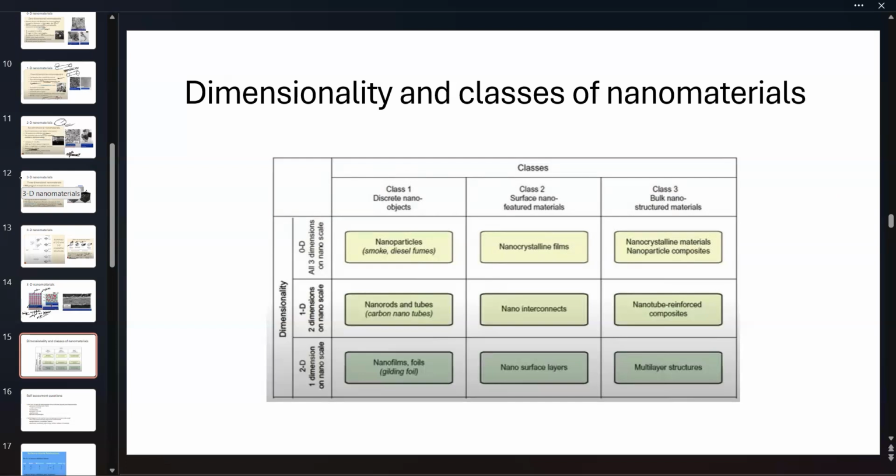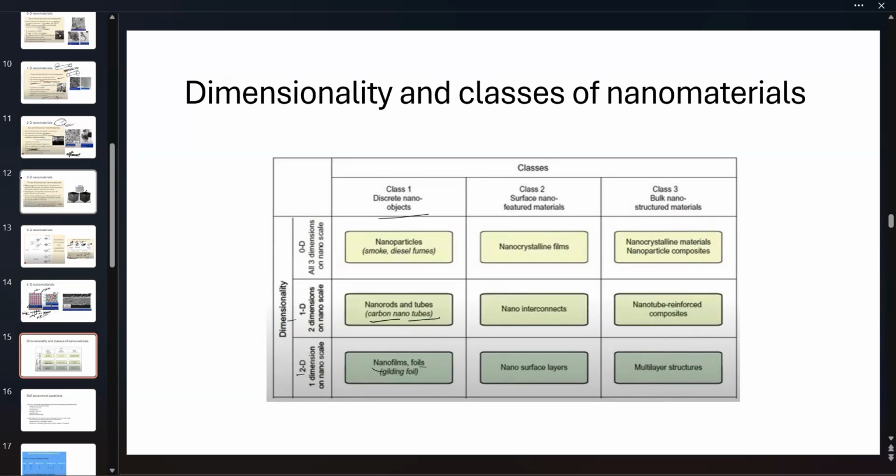Discrete nano objects which are 0D, you get nanoparticles, for example smoke or diesel fumes. So particles are again nanometer scale. Distinct objects which are one dimensional, so you have carbon nanotubes. Then you have distinct nano objects which are two dimensional, which gives you nanofilms or foils.